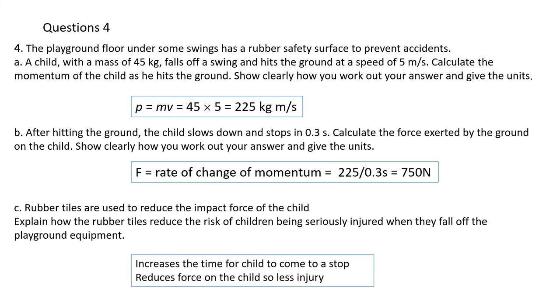Rubber tiles are used to reduce the impact of the force on the child. Explain how the rubber tiles reduce the risk of the child being seriously injured when they're falling off the playground equipment. So it increases the time for the child to stop and it reduces the force on the child, so less injury. 2 points there. Make sure you've written those down for me.